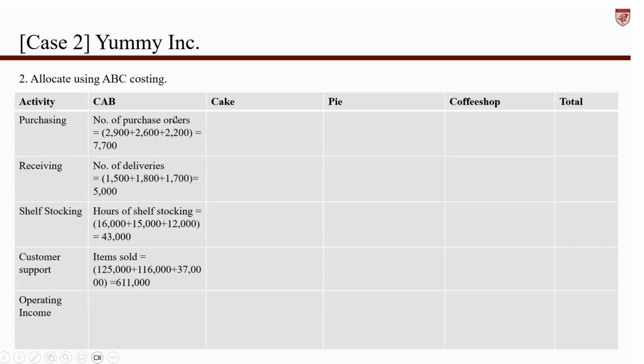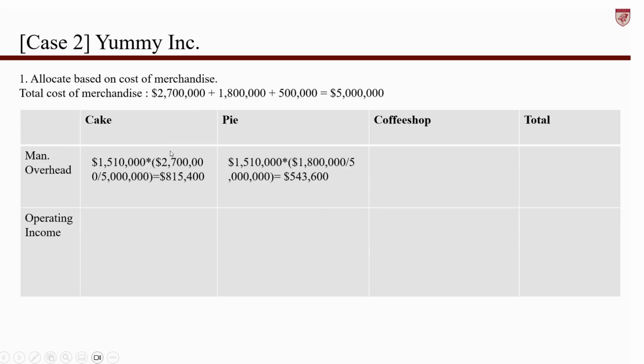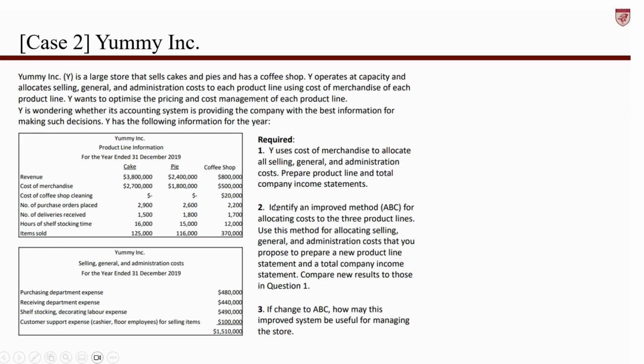Now, when we allocate using the ABC, let's go back to the problem. Okay. So now they are going to use the ABC, and the allocation drivers are right here. So let's say for the purchasing department expense, right? The right allocation driver is likely to be the number of purchase orders placed. Right?